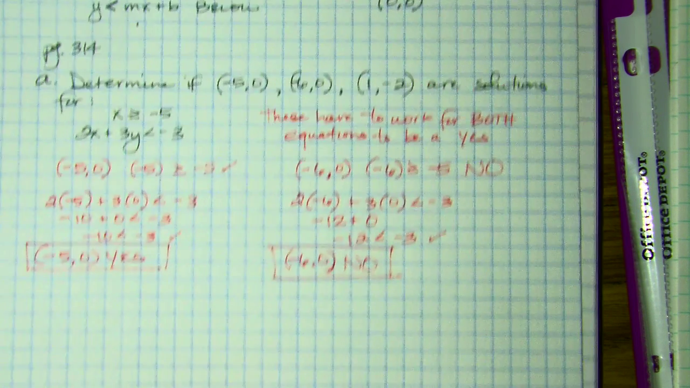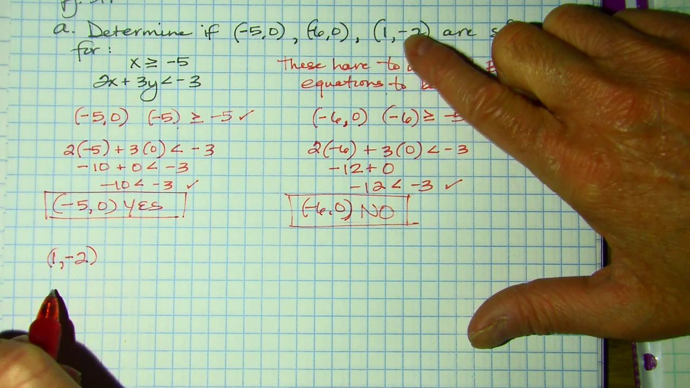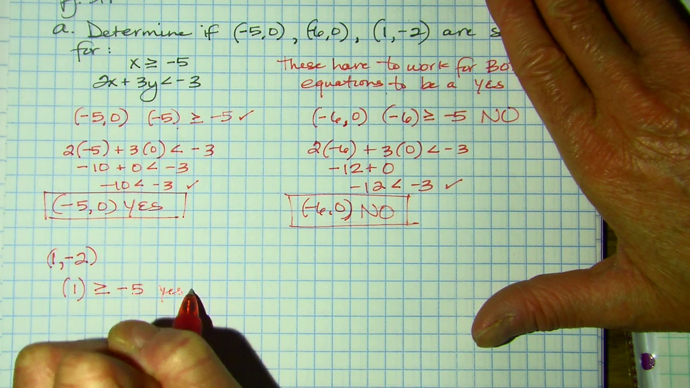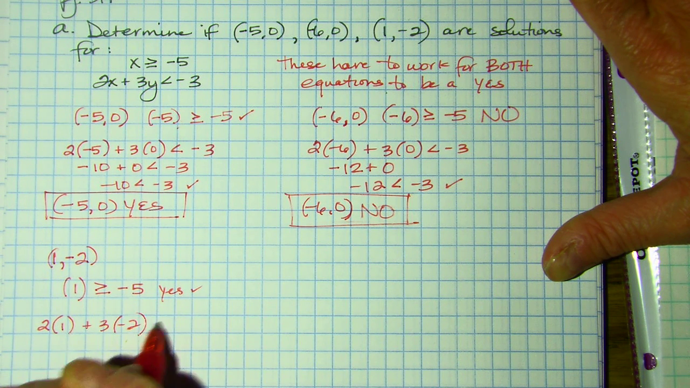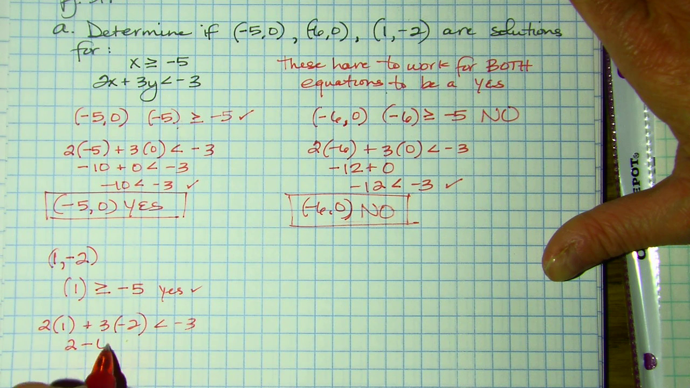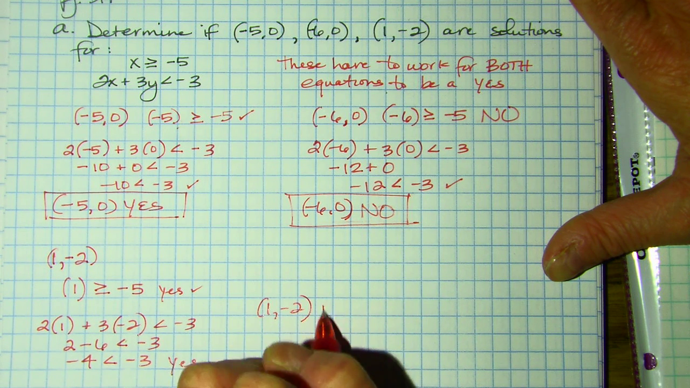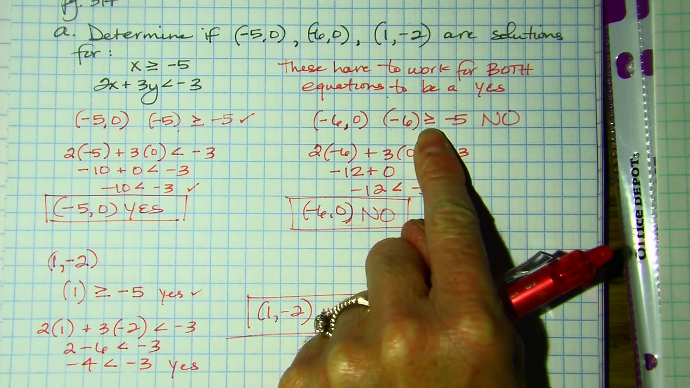So let's try that last point, 1 comma negative 2. The first equation is our x value greater than or equal to negative 5. Yes, check. Now plug it into the second equation. Is that less than negative 3? So 2 minus 6, and negative 4 is less than negative 3? Yes. So 1, negative 2 is a yes because it worked for both equations. If you're given a problem like this, you have to test each one and plug it into both, and hopefully you don't make a mistake like I did here.